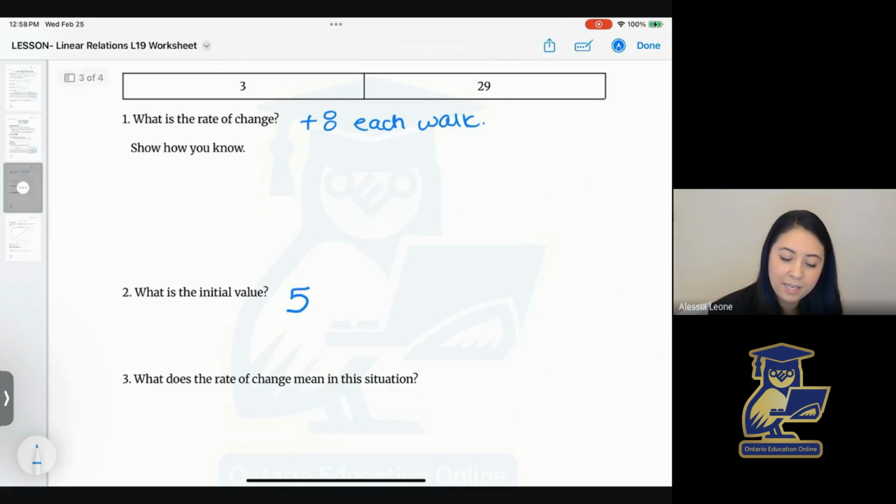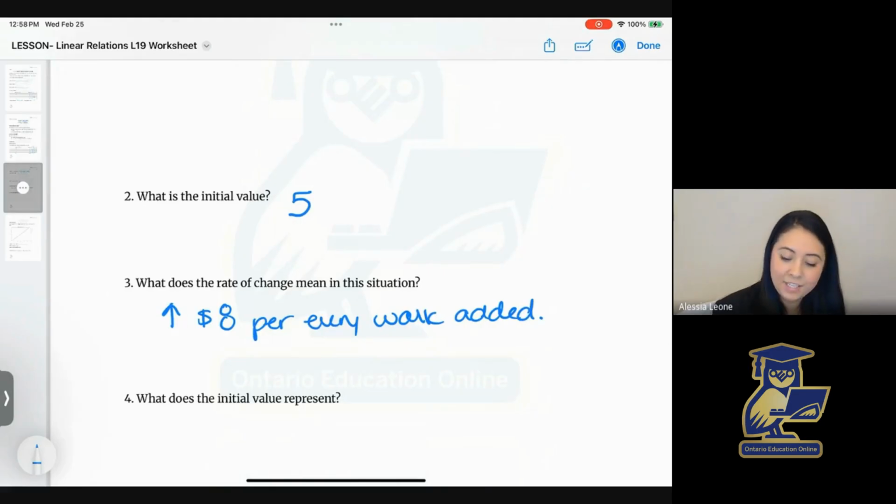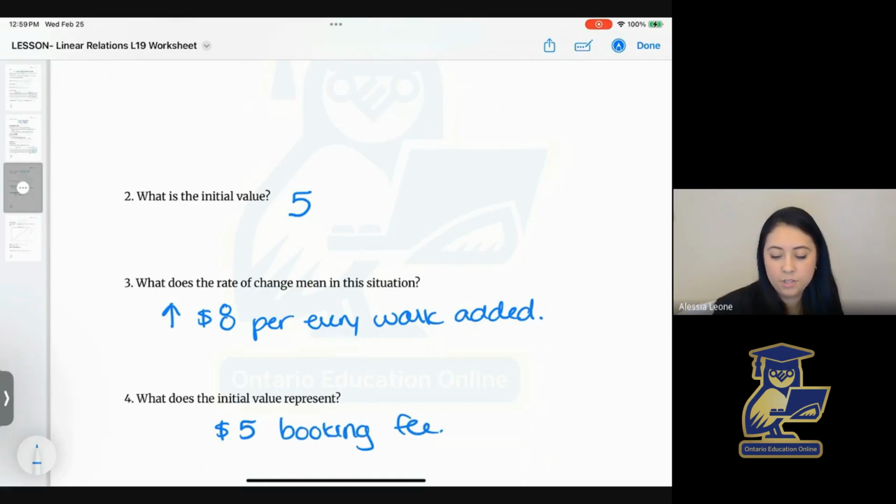What does the rate of change mean in this situation? This means that there's an increase of $8 per every walk added. And what does that initial value represent? That initial value is the $5 booking fee. So that initial value represents that $5 fee where they're saying, even if you take no walks with us, just to book us, you have to pay your $5.